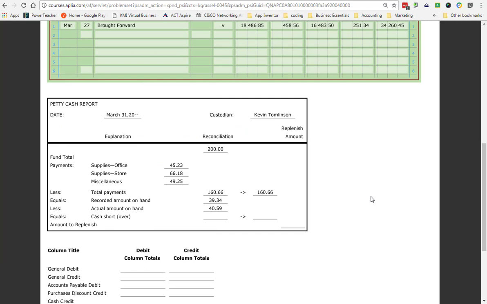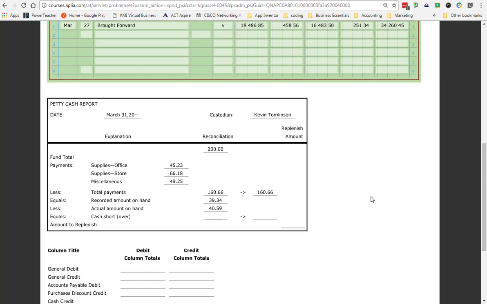Okay, so mathematically, how much money should I have had left over in my petty cash box? We already did the math. You just got to figure out what number I'm talking about on here. So mathematically, I should have had $39.34 in my petty cash box. But I actually had $40.59. Do I have more cash or less cash? More. That is called an over. Does that make sense? We're not short, we're over.